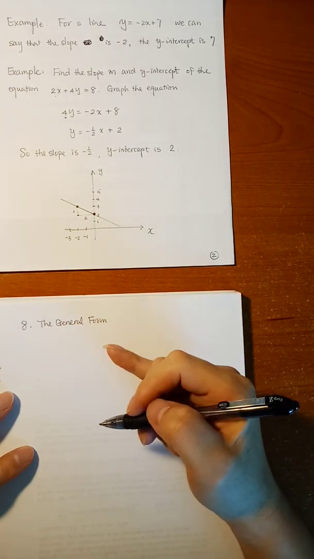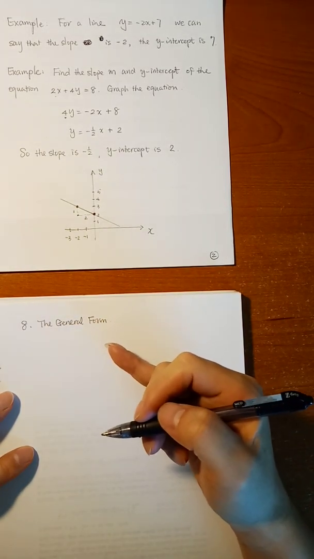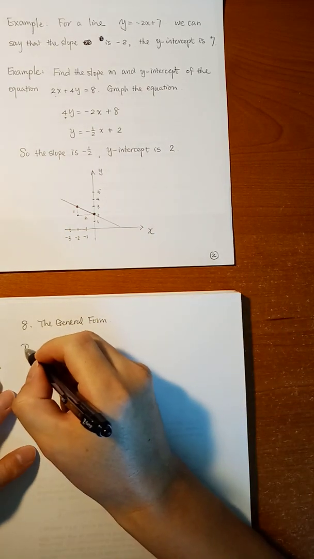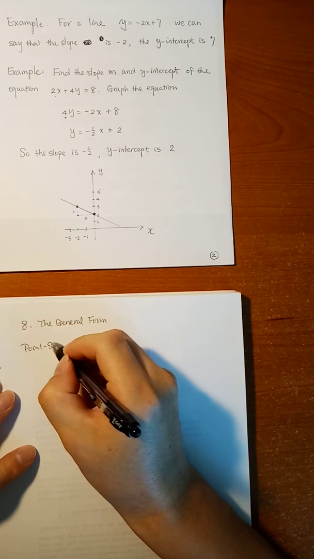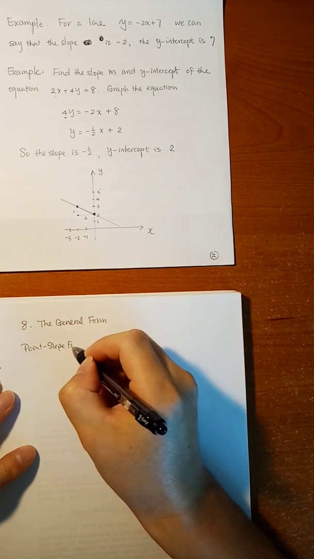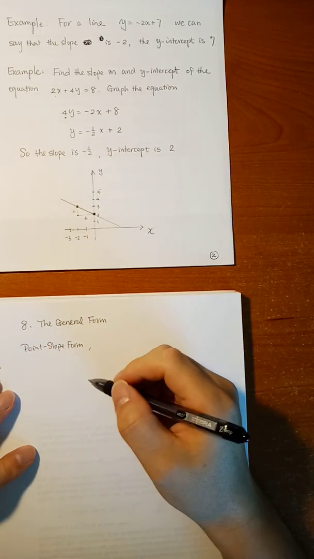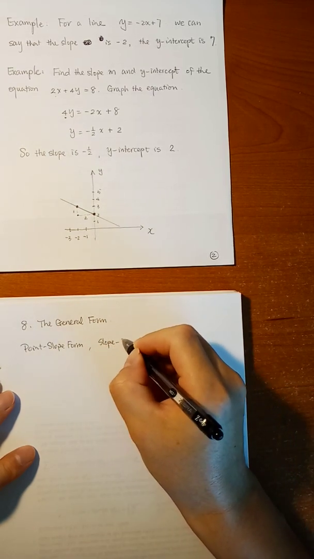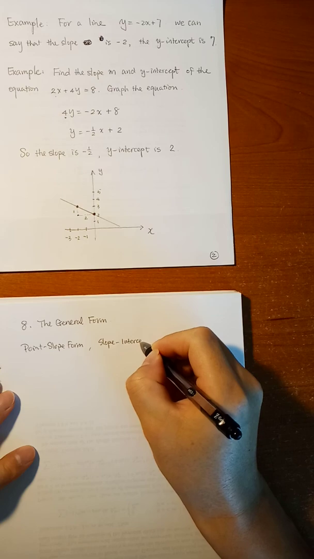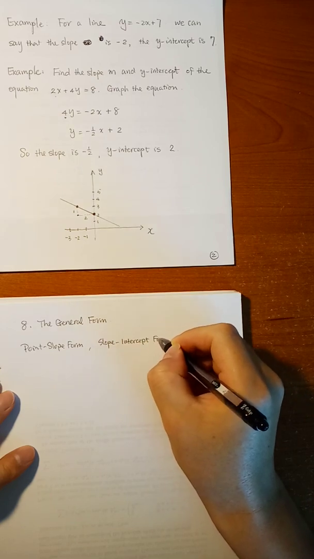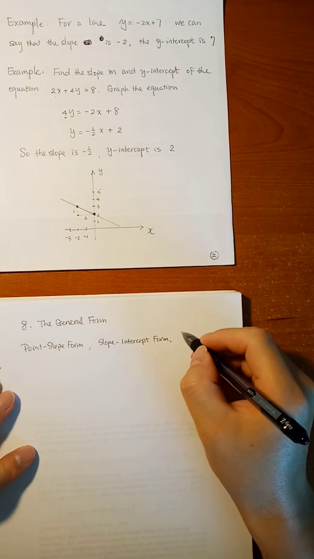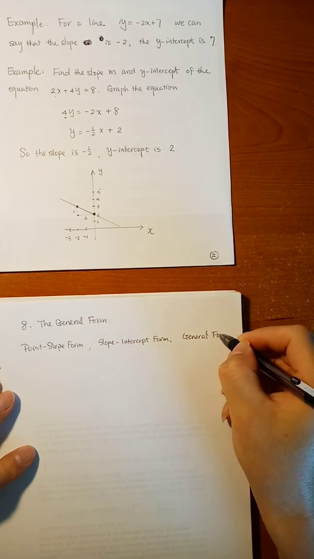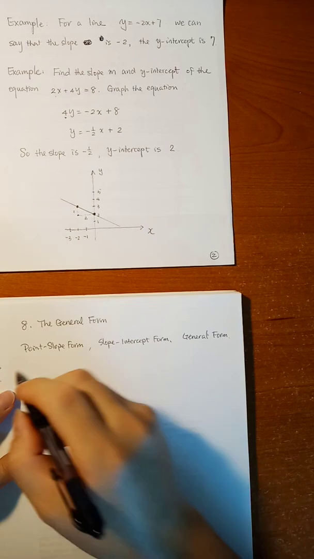The first form, what is the first form? First form is point slope form. Remember that? Point slope form. And the second form we studied, we learned, is slope intercept form. And this is the third one, general form. General form is the following.